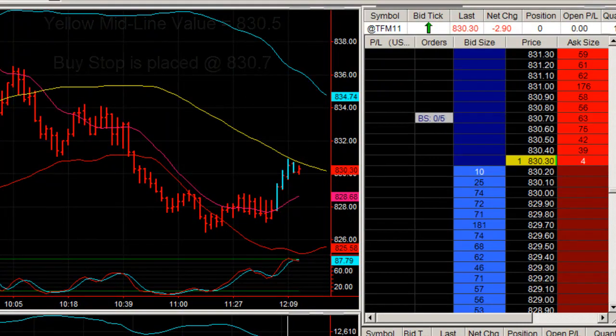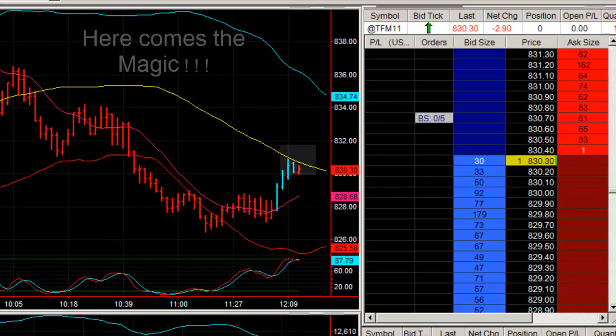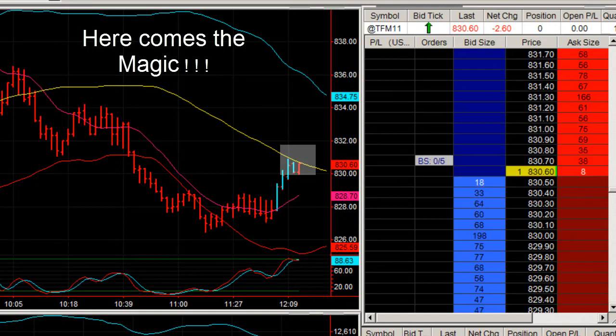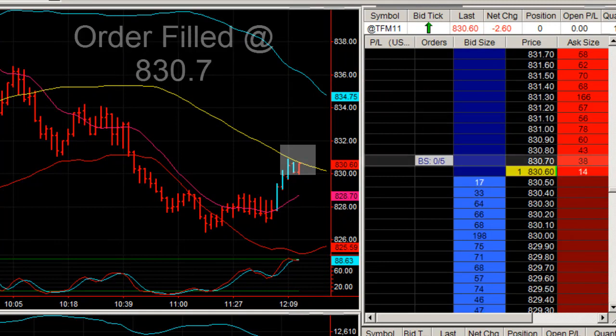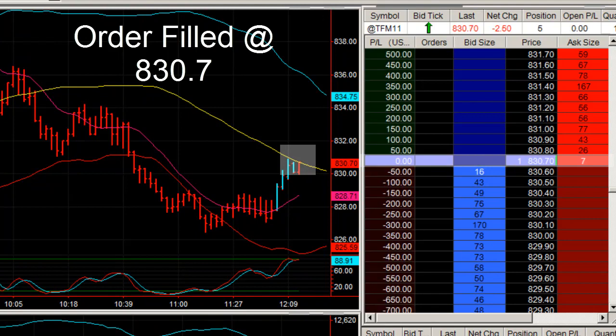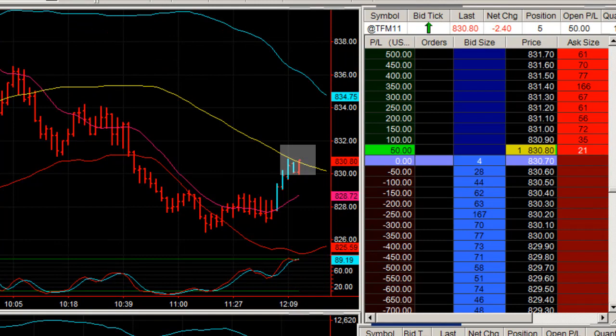So we already have a preloaded order out there. We're not executing any market orders, okay guys? We have a buy stop in place. And here comes the magic. Same scenario as before, except this is going to be a flip trade. You're going long instead of short. And we just got filled at 830.7, 2 ticks above the yellow midline.